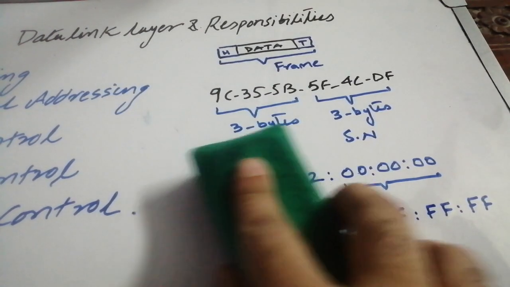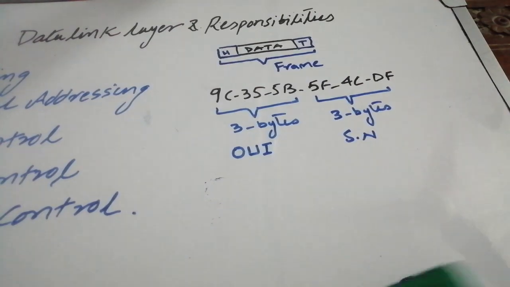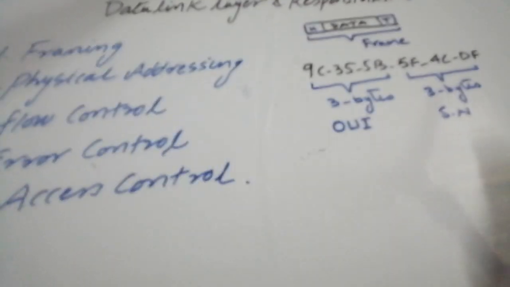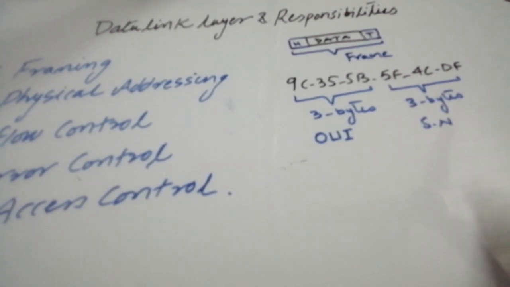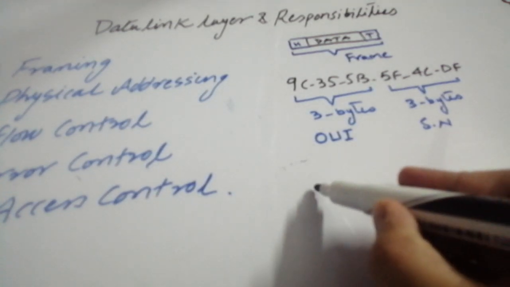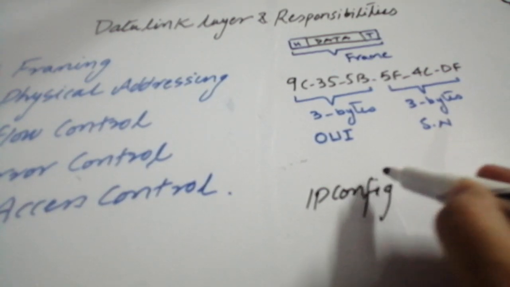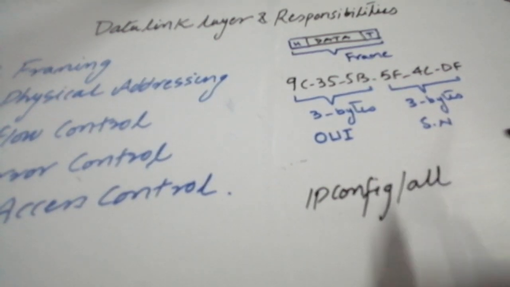Let me rub this. Now I will practically show you how to check the MAC address of your system by using the command ipconfig /all.